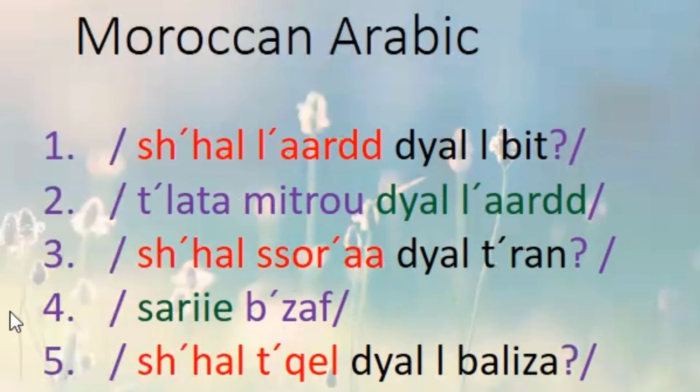Number 4, very fast. سريع بزاف. So fast is سريع. Very is بزاف. Note we have the adjective and then the adverb of intensity, or degree, بزاف. It's quite the opposite in English, where the adverb of degree comes first and then the adjective, very fast. But in Moroccan Arabic we have the adjective plus the adverb of degree. سريع بزاف.